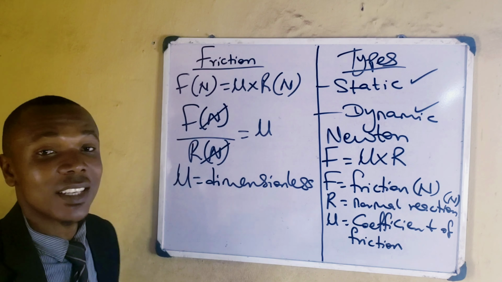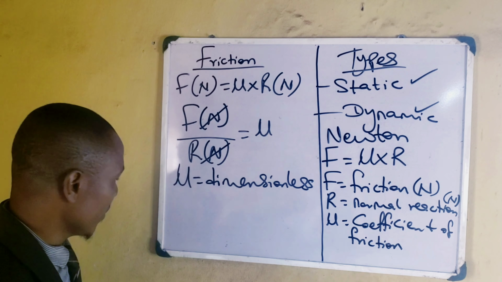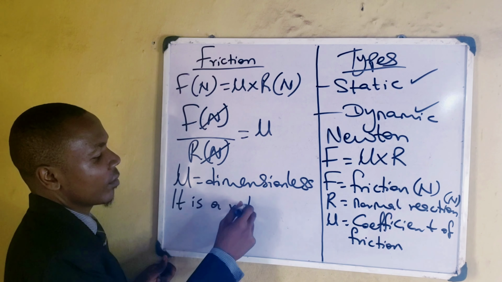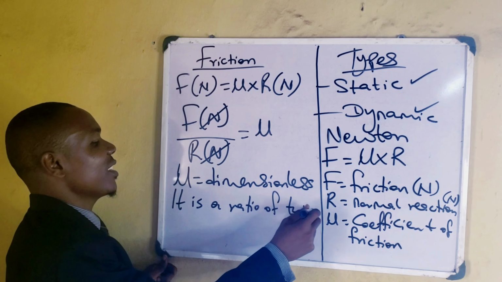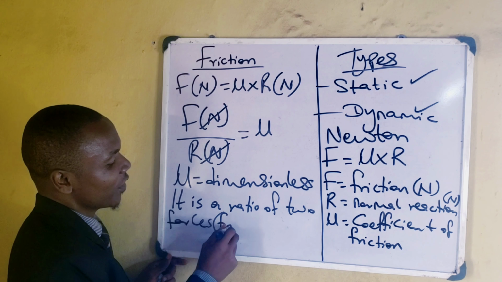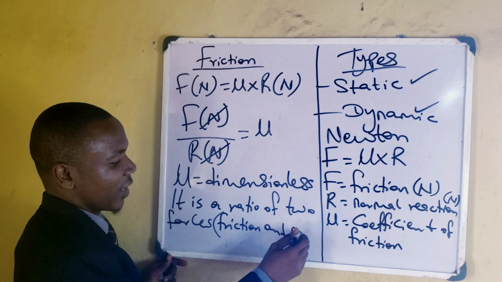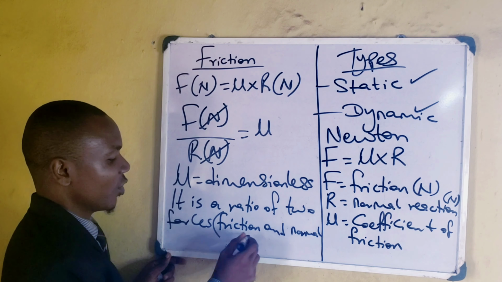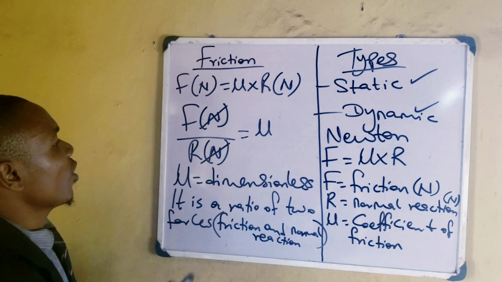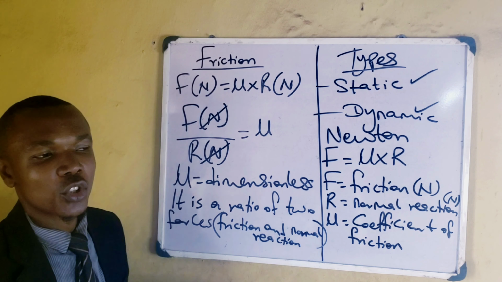Is it clear? Sometimes in an exam, they will ask you why coefficient of friction does not have any unit. The reason is that it is a ratio of two forces. The two forces we are talking about here are friction and the normal reaction. So why coefficient of friction does not have a unit is that it is a ratio of two forces, that is, the ratio of friction to normal reaction.